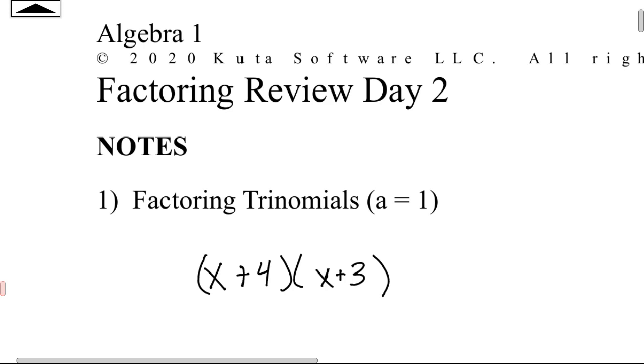Yesterday we talked about factoring out a GCF, or a greatest common factor. So when we're factoring, we always go through a process. The first thing we look for is the GCF. Right, so we always look there first. And then today we're going to talk about factoring trinomials where the leading coefficient is a 1.